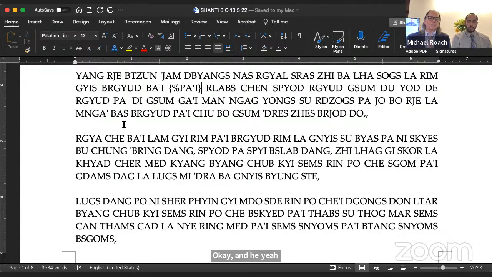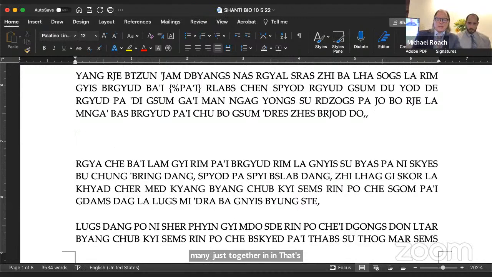He possessed all three. He was a lineage holder in all three of those lineages, and then he mixed the three streams together in Atisha.